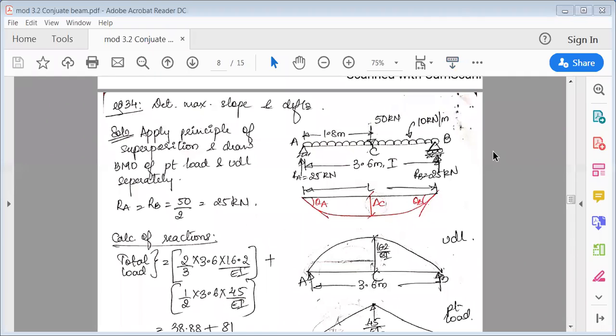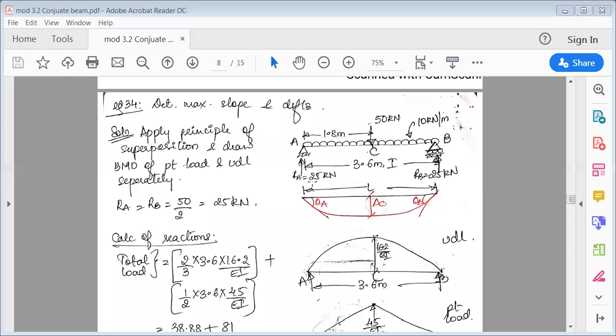Hello everyone. Now let us continue with the next type of problems on conjugate beam method. So in this problem they've asked to determine the maximum slope and deflection. So obviously it is a simply supported beam. So maximum deflection is at the center and maximum slope is at the supports.